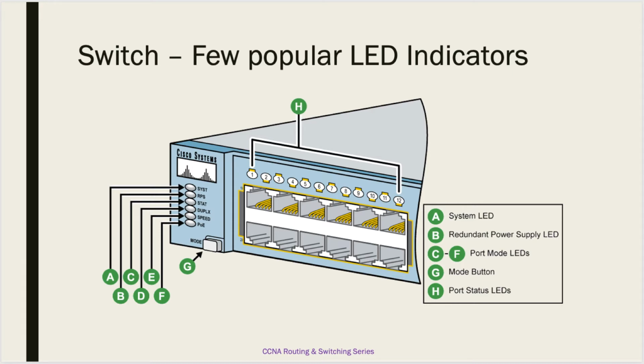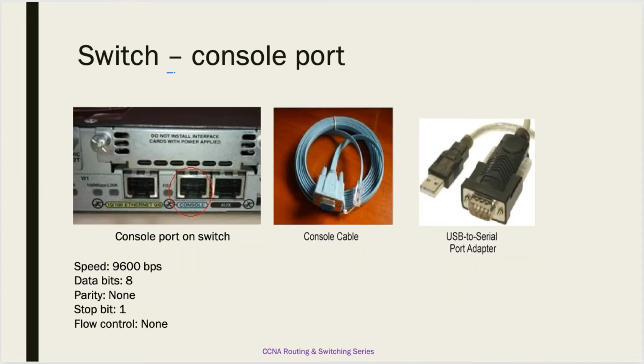Another state is off. That means the switch is simply powered off. So these are some of the different LEDs which are available on your switch, and they have different meanings. Now, once you have a switch, we have powered on the switch.